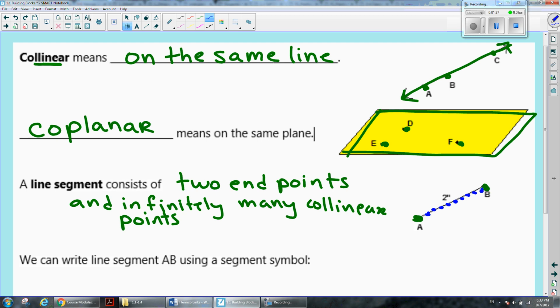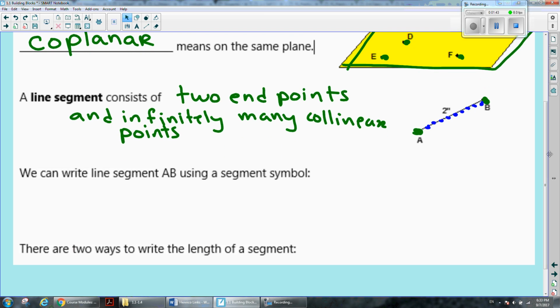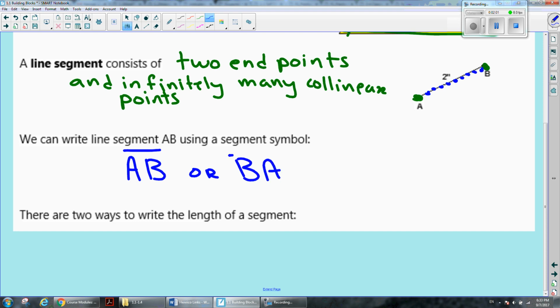We can write line segment AB using a symbol. So the endpoints are A and B. We're going to use just the line segment notation. Notice there's no arrows because it ends. Or you could say this line segment is named BA. The order of the endpoints doesn't matter.